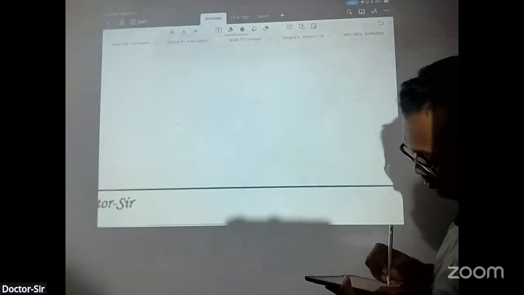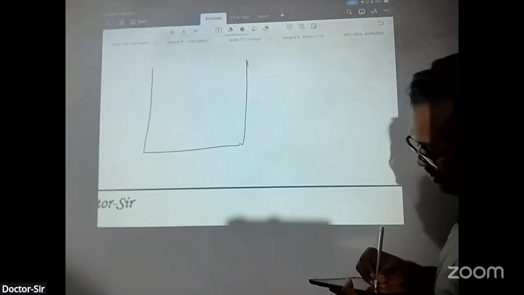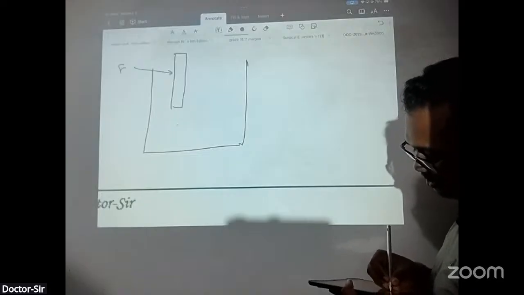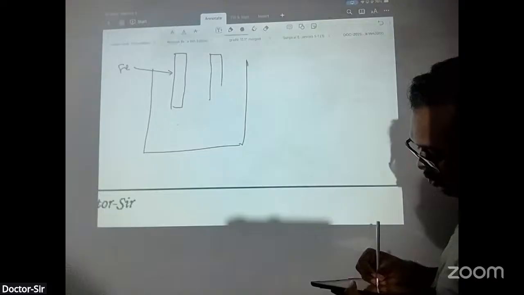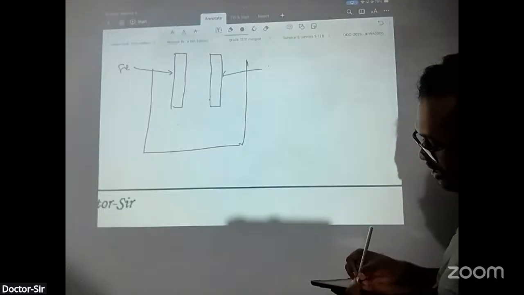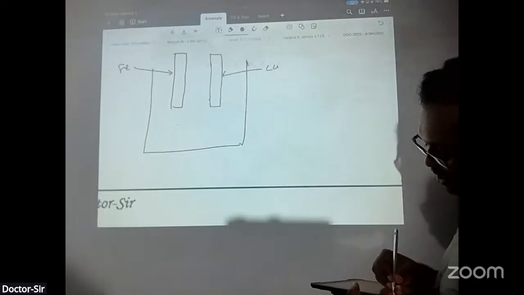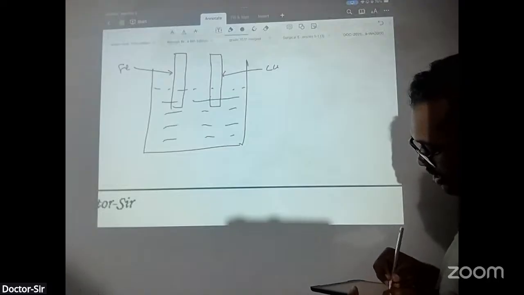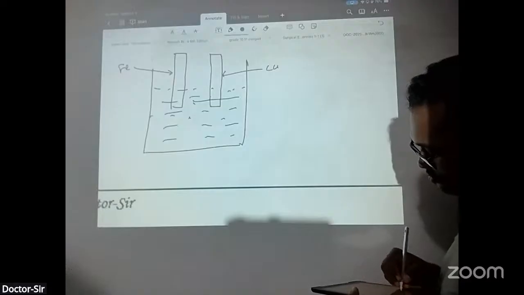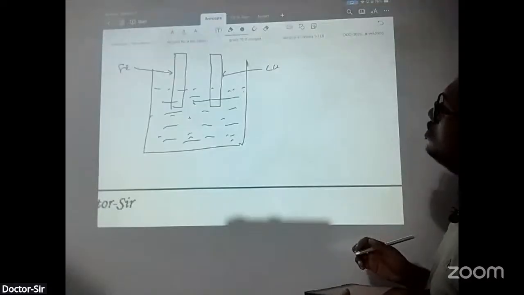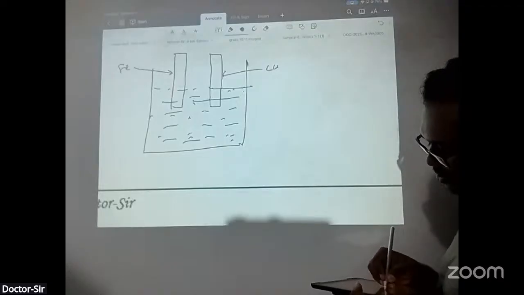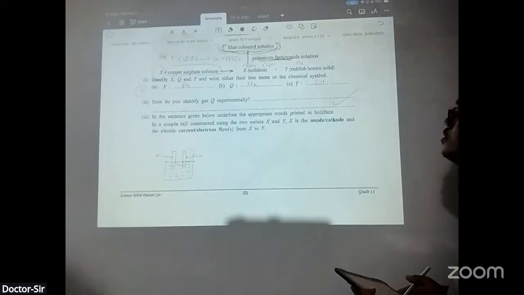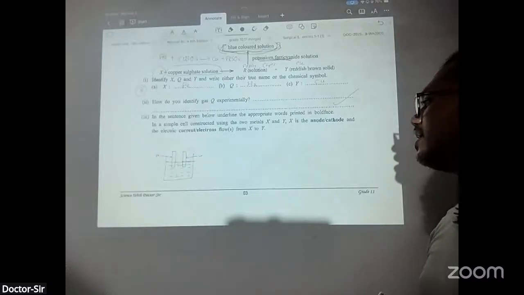I will draw the image. We build a cell. So one is ferrous, another one is copper. We put these two in and build a cell like this. So there should be the liquid part here. Now they're asking which one should be the anode and which one should be the cathode.